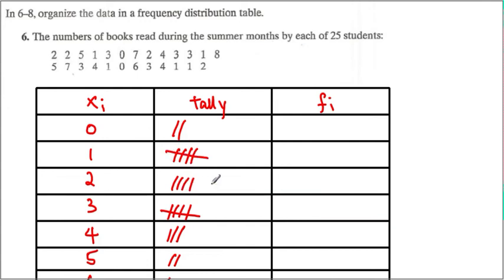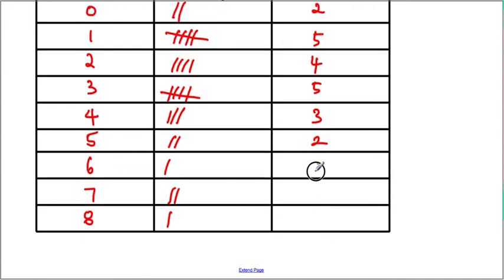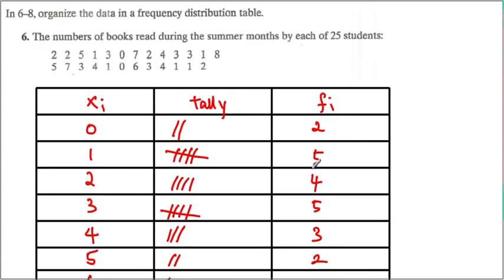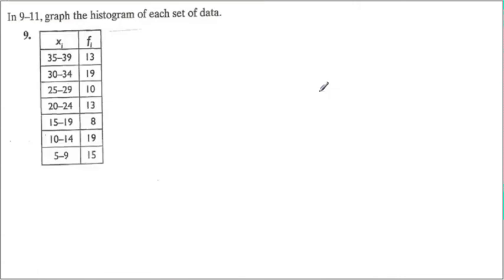So here we have frequencies 2, 5, 4, 5, 3, 2, 1, 2, 1. So if you add them up, it becomes 11, 21, 25. Alright, so this is our frequency table. I guess we can just skip the middle portion and use the x values, meaning the values here, and how many of them we have. Alright, let's move on to the next question.